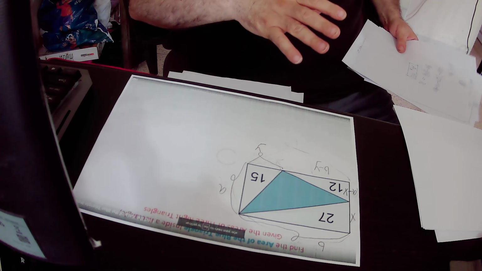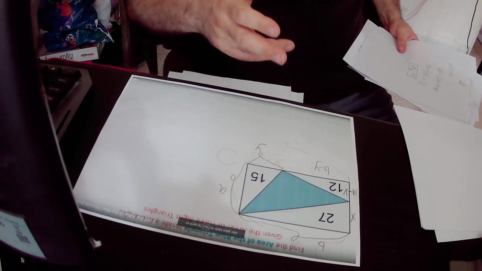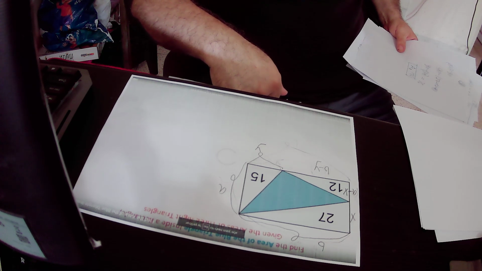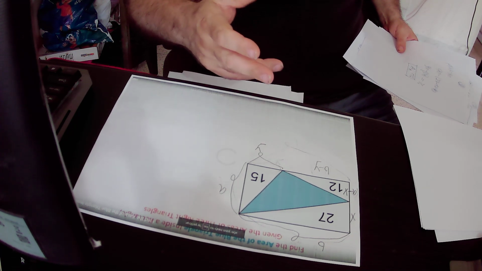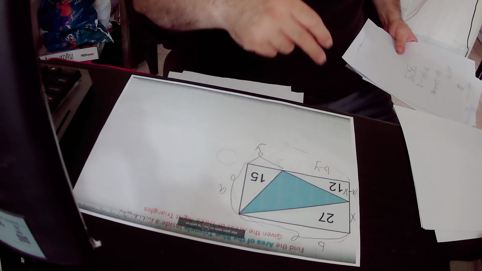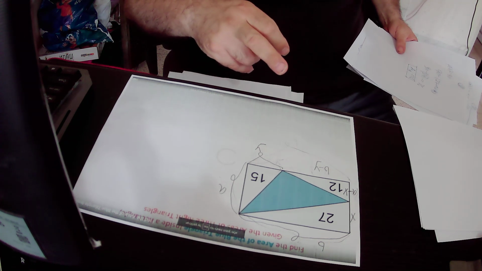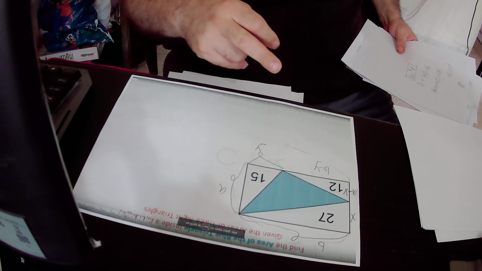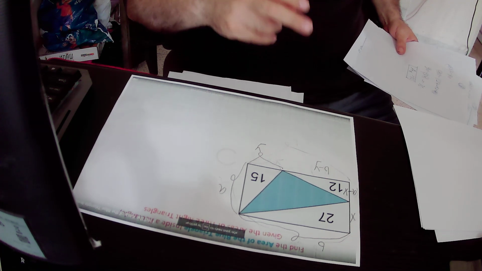So the only answer left for the area of the rectangle, AB, is 90 units, and we subtracted from it the sum of the areas of those three triangles. So 90 units minus 54 equals 36. And 36 units is the answer for our question. The area of the blue triangle equals 36 units.